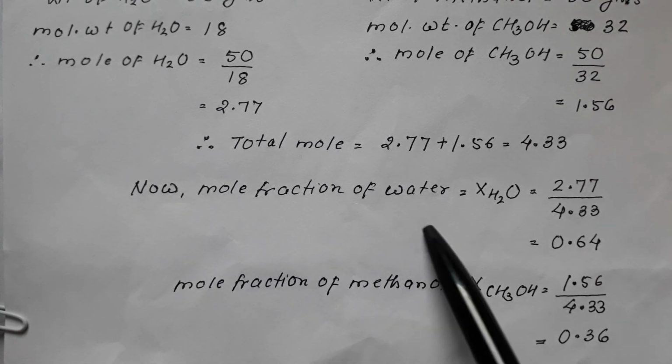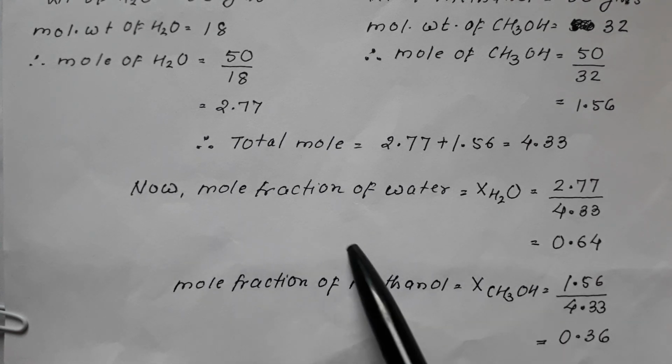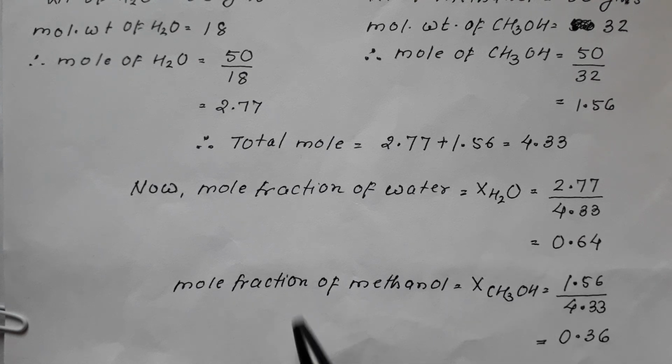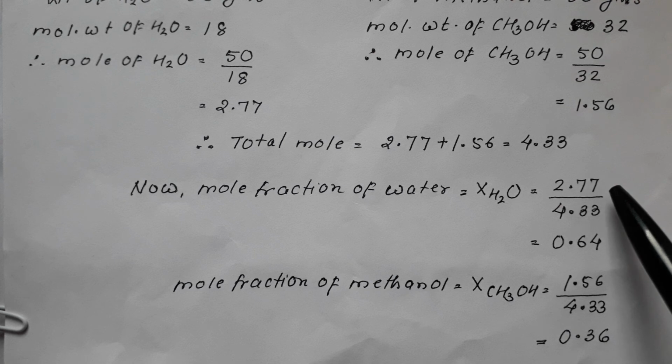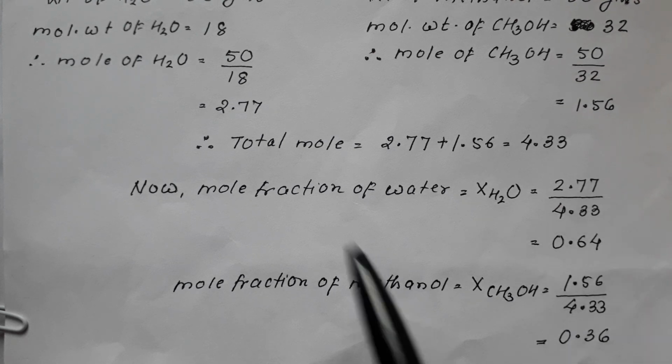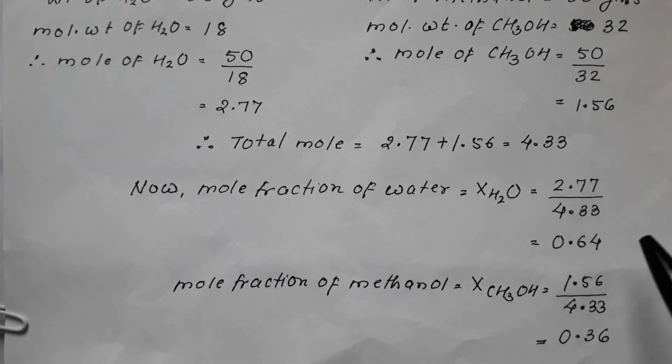So what would be the mole fraction of water? The mole fraction of water is XH2O, which is the mole of water 2.77 upon the total mole 4.33. So 2.77 upon 4.33 gives the mole fraction of water as 0.64.